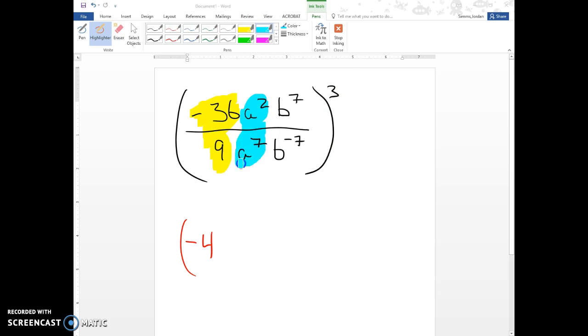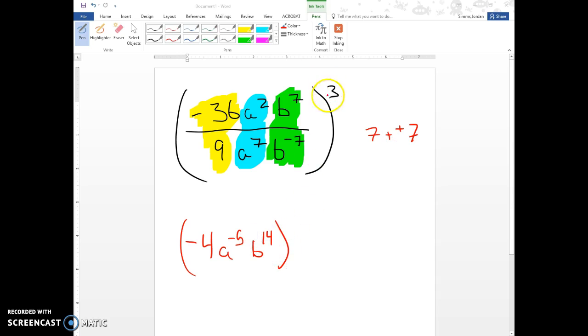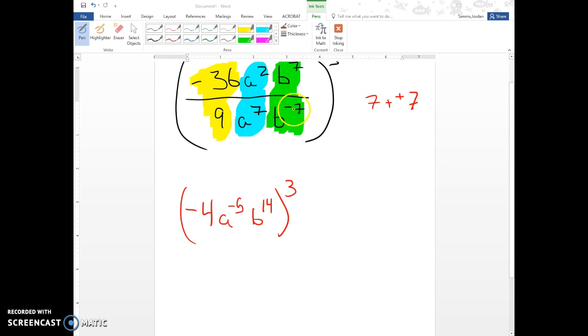I'm going to deal with my a's now. And remember, whenever we divide two exponents with the same base, we subtract the exponents. So 2 take away 7 is going to be a to the negative 5. I'll do the same now with the b's. This is going to be 7 minus negative 7. That's a double negative, plus plus, so that's going to be b to the 14th power. And that is still all raised to the power of 3.